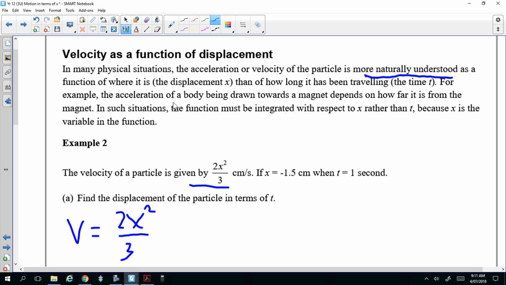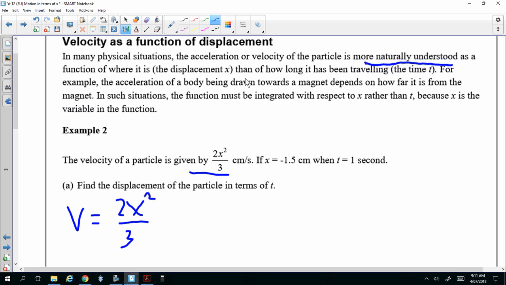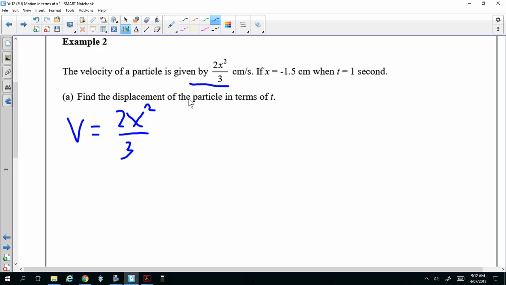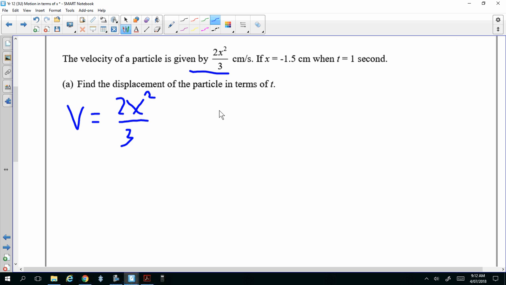So as you can see, it's sometimes better to express velocity in terms of x, because it's easier to understand in terms of where it is from the position rather than how far it has been traveling. So what do we do in this case? If I want to find displacement in terms of t given v in terms of x, what we need to do is write dx over dt like before.